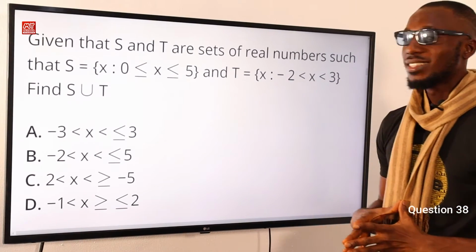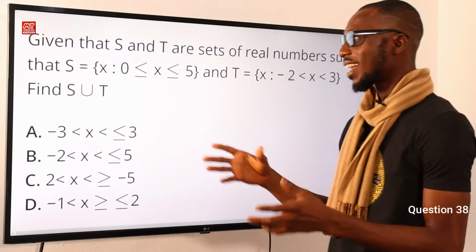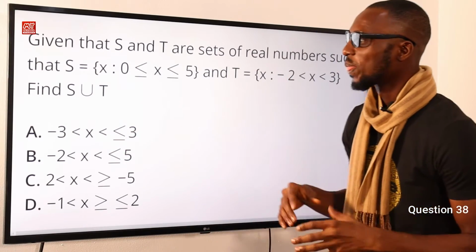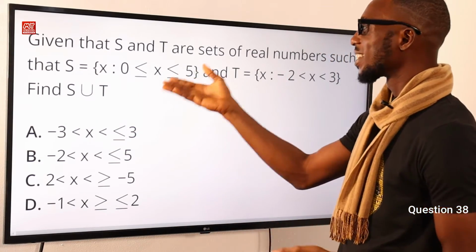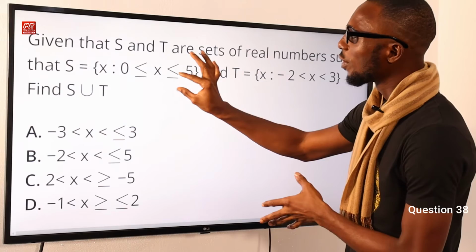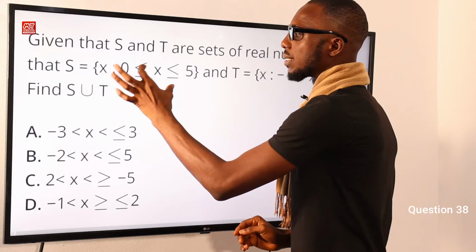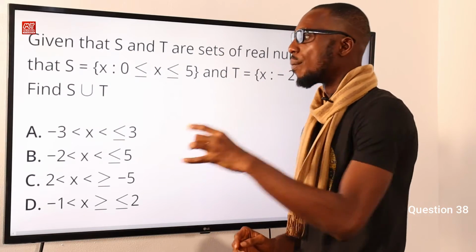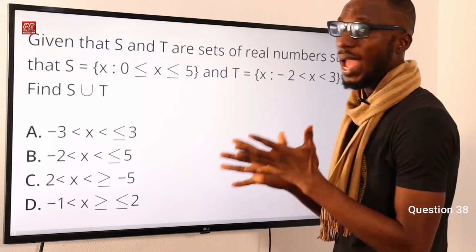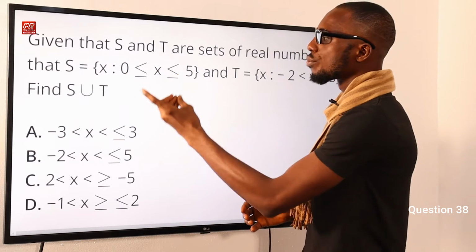Number 38. Given that S and T are sets of real numbers such that set S is this and set T is this. At first we're asked to find S union T. So this is telling us that 0 is less than or equal to X, and X is less than or equal to 5. Take note of this inequality sign. That tells you that 0 is included in X, so 0 is inclusive. So that is 0, 1, 2, 3.